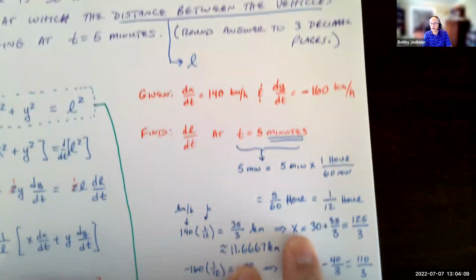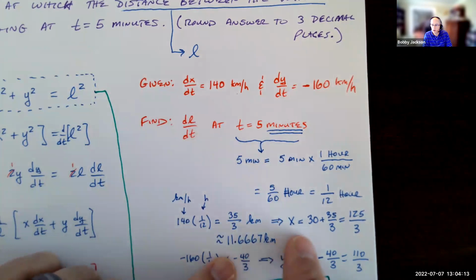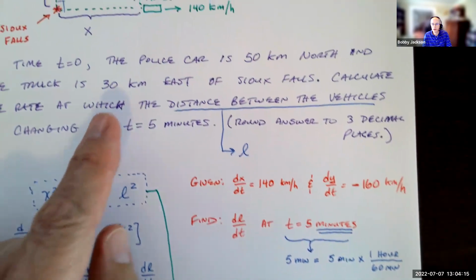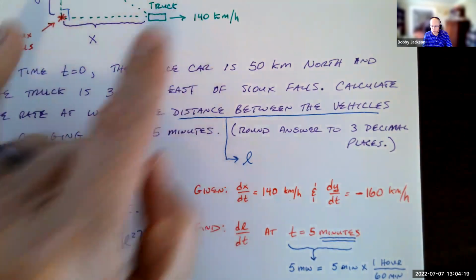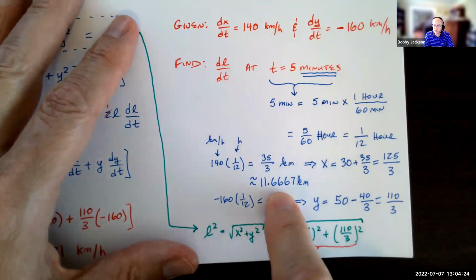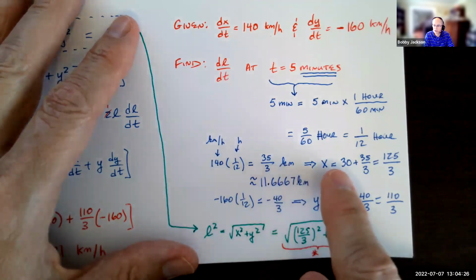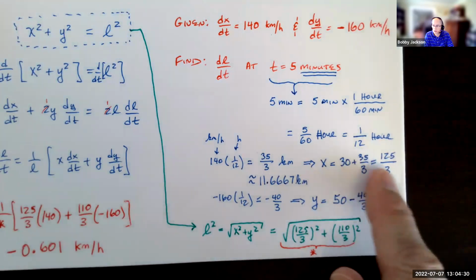So what is the value of X at 5 minutes? We know initially it was 30, again, 30 kilometers east. So at time 0, this is 30. And then we're going to add this 11.6. So it's going to be about 41.667. Now I'm going to use the fractions, and you can just use your calculator's convert to fraction command if you want to, to help with that.